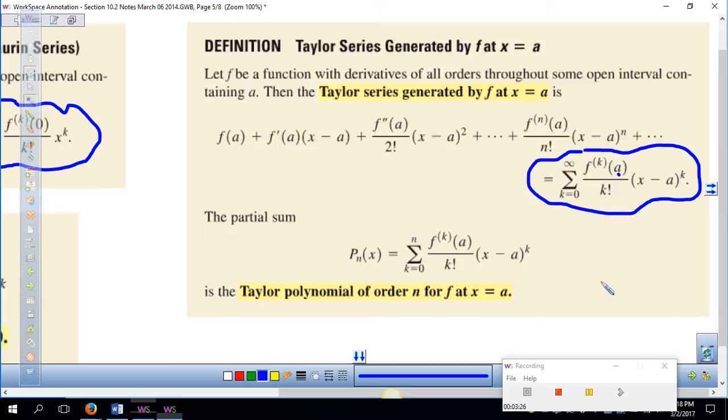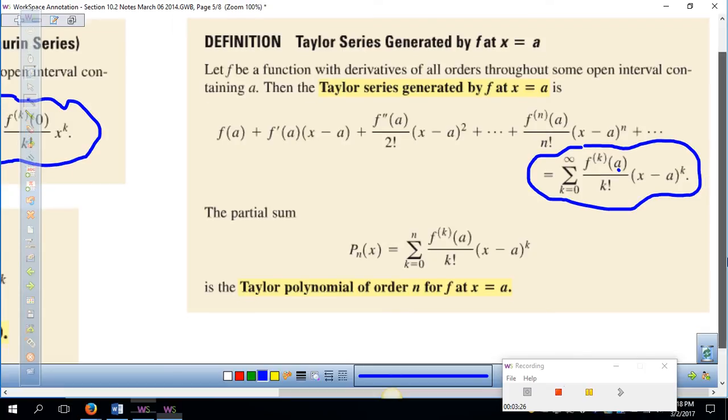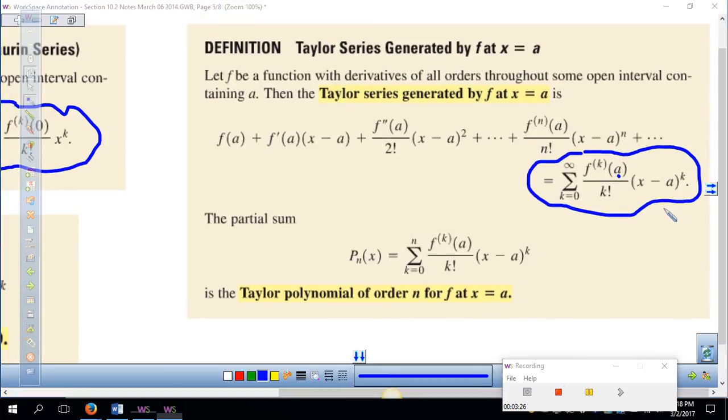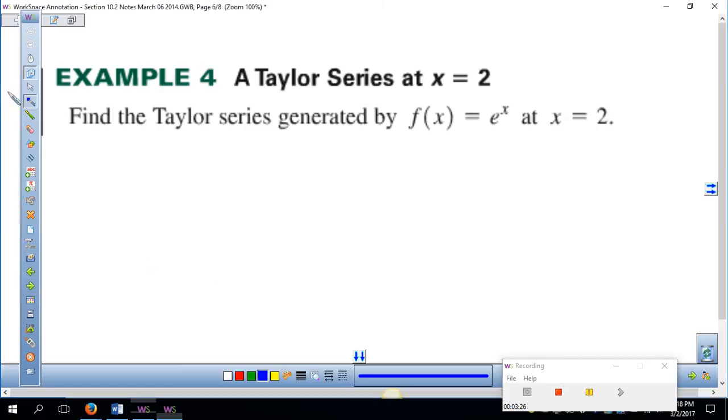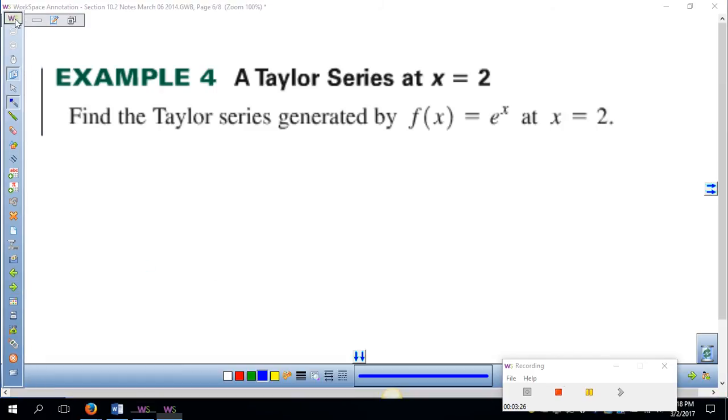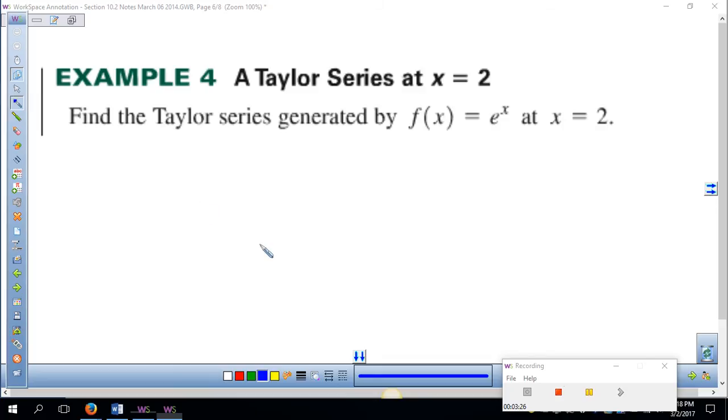So it's just a formula we can use to create the Taylor series. We use this one when we are centered somewhere other than 0. So if we look at our first example, we want to find the Taylor series generated by f of x equals e to the x at x equals 2.